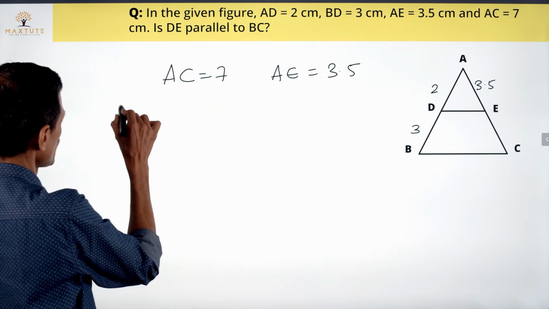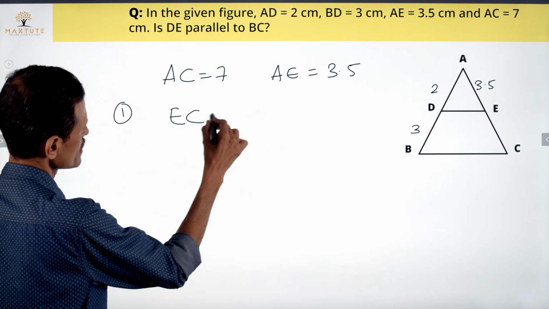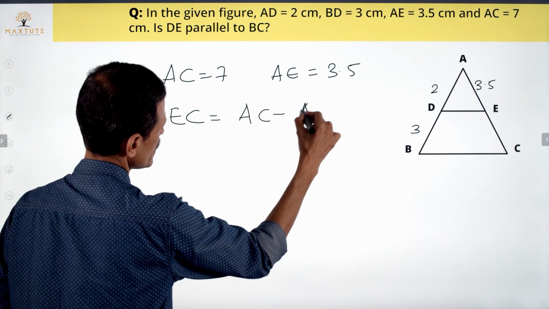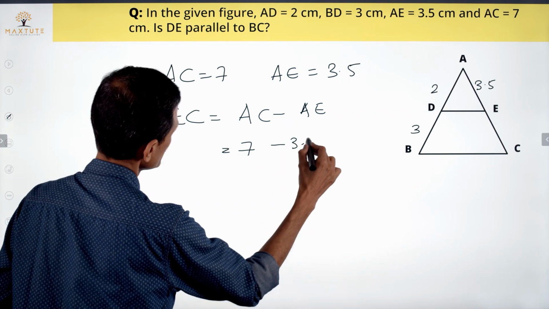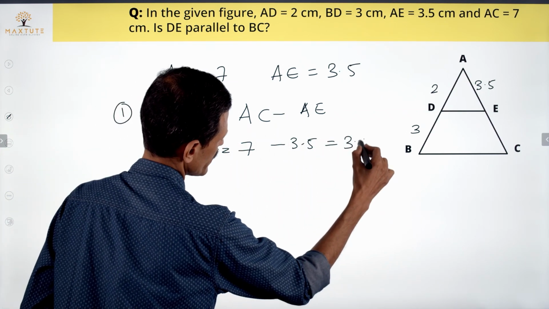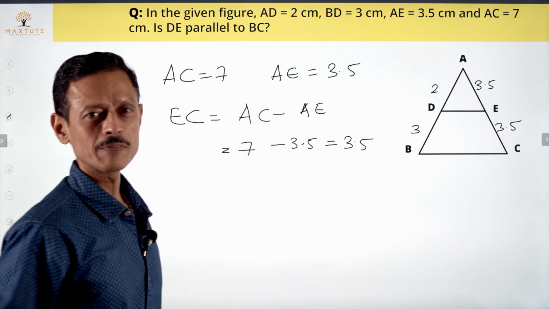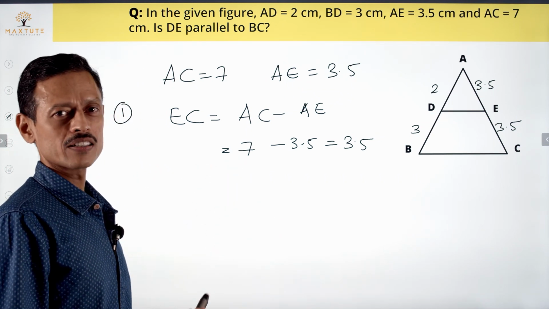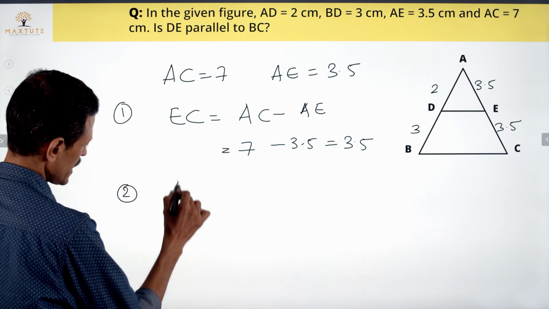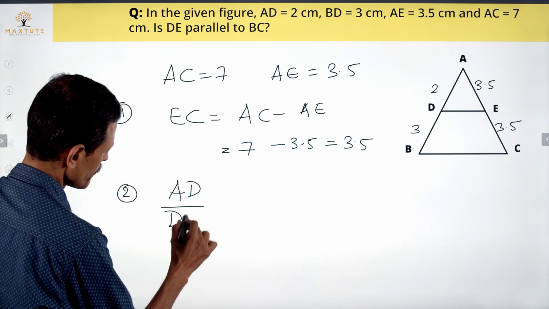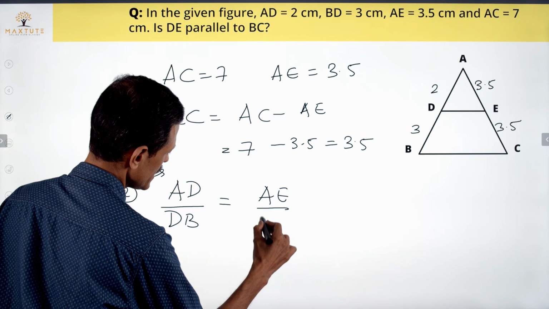So step 1, to apply converse of basic proportionality theorem, let's compute EC. EC is equal to AC minus AE. AC is equal to 7. AE is equal to 3.5, therefore EC will be equal to 3.5. So AE equals 3.5, EC equals 3.5. Step 1 done. Step 2, let's write out the converse of basic proportionality theorem. We'll have to evaluate whether AD by DB is equal to AE by EC.